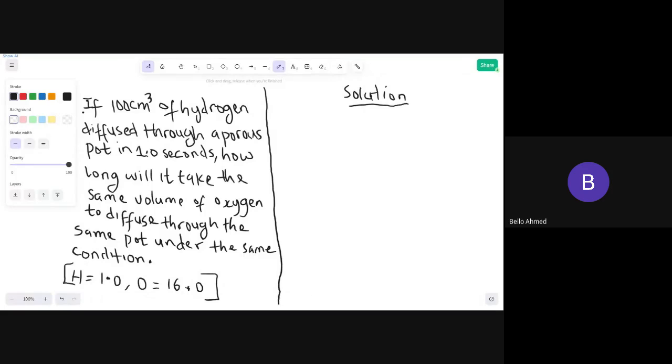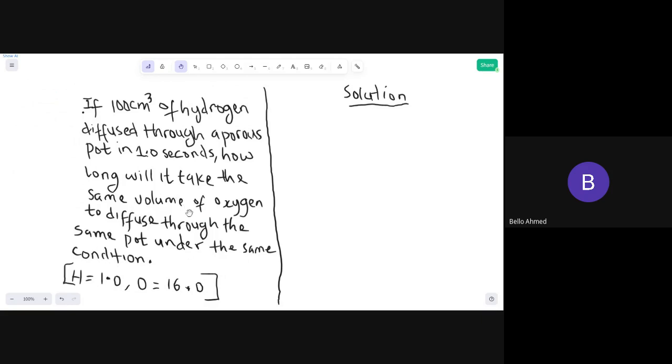Good day, everyone. I want us to quickly solve this problem. If 100 cm cube of hydrogen diffused through a porous pot in 1.0 seconds, how long will it take the same volume of oxygen to diffuse through the same pot under the same condition?